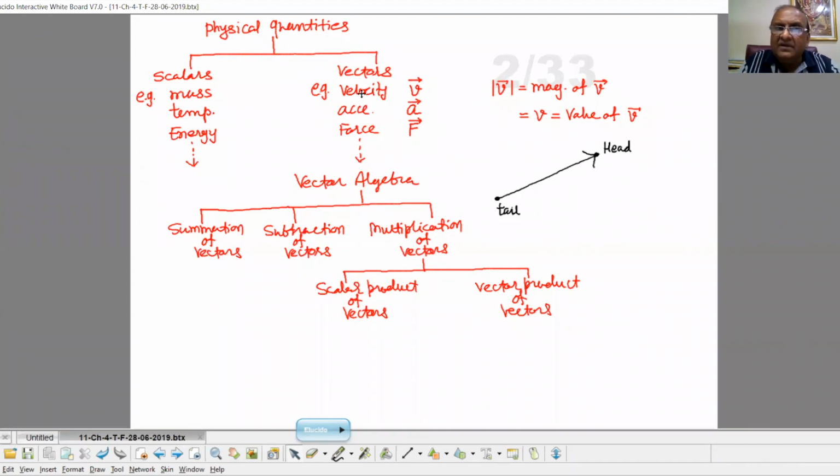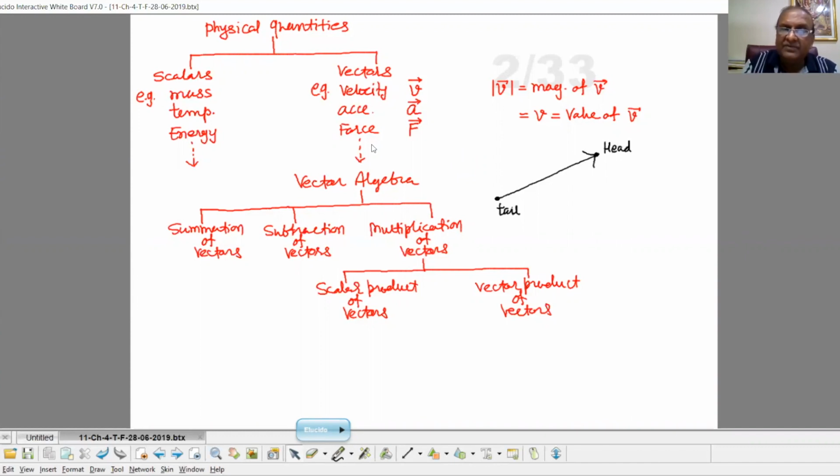But some physical quantities are such that they can be explained by their magnitude as well as direction. Directions are a must in that. Suppose we say velocity, acceleration, force. Just now we took an example earlier. I told you that a particle is moving with velocity 5 centimeter per second, and locate its position after 2 seconds. We could not do it. Why? Because direction was not mentioned in it. Clear? So some physical quantities can be explained with the help of their magnitudes and direction, and are called vectors.